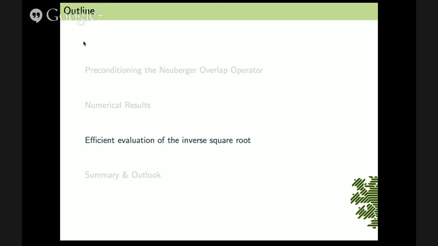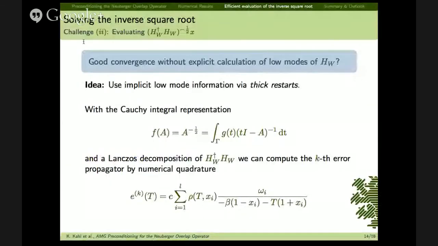Okay, so one thing that we worked on, which plays a role, is a different way of efficiently evaluating the inverse square root, which a PhD student of our group came up with. Basically, there are a few equivalent ways of defining or writing down a matrix function.